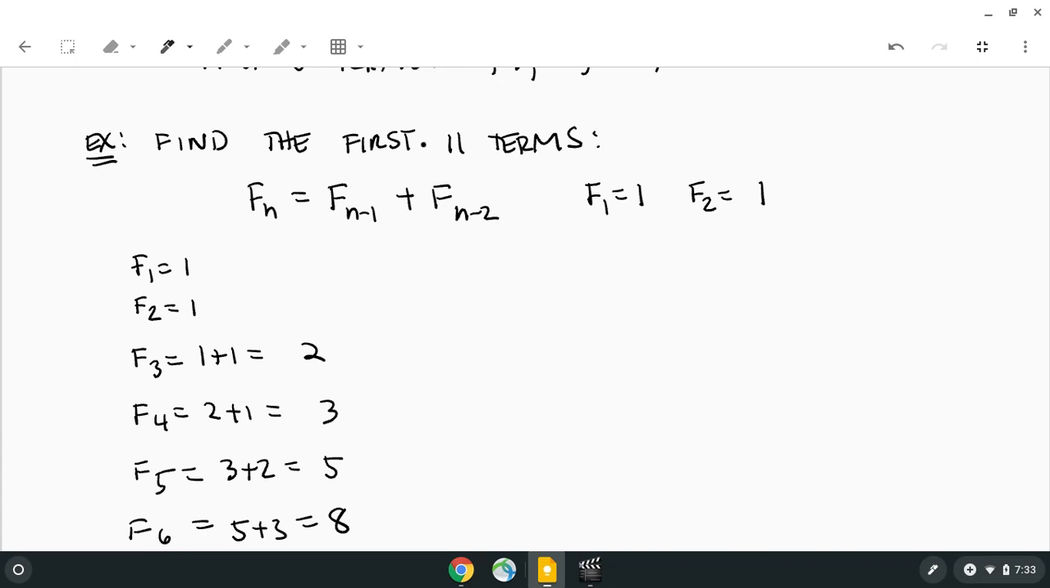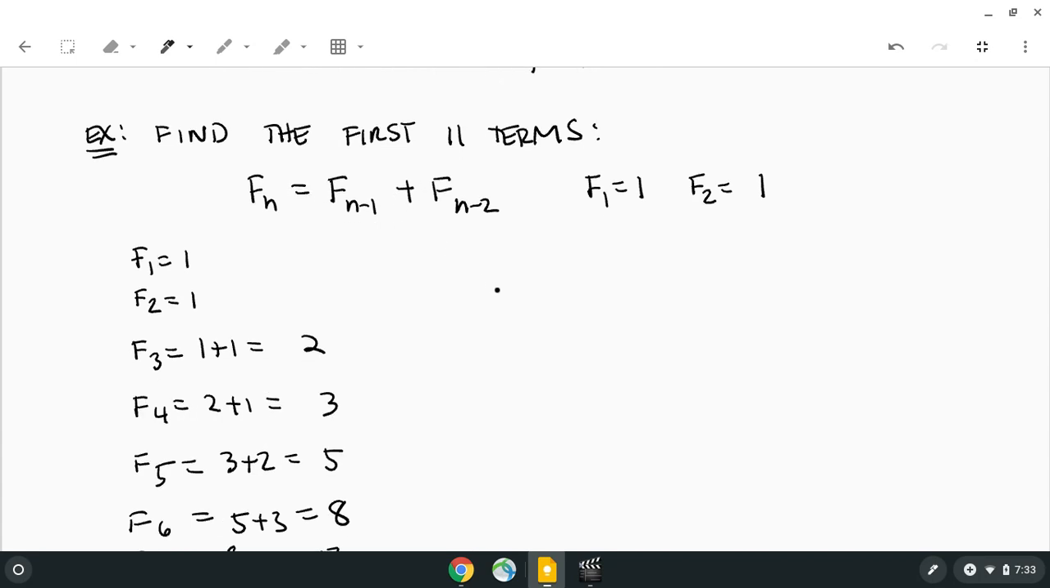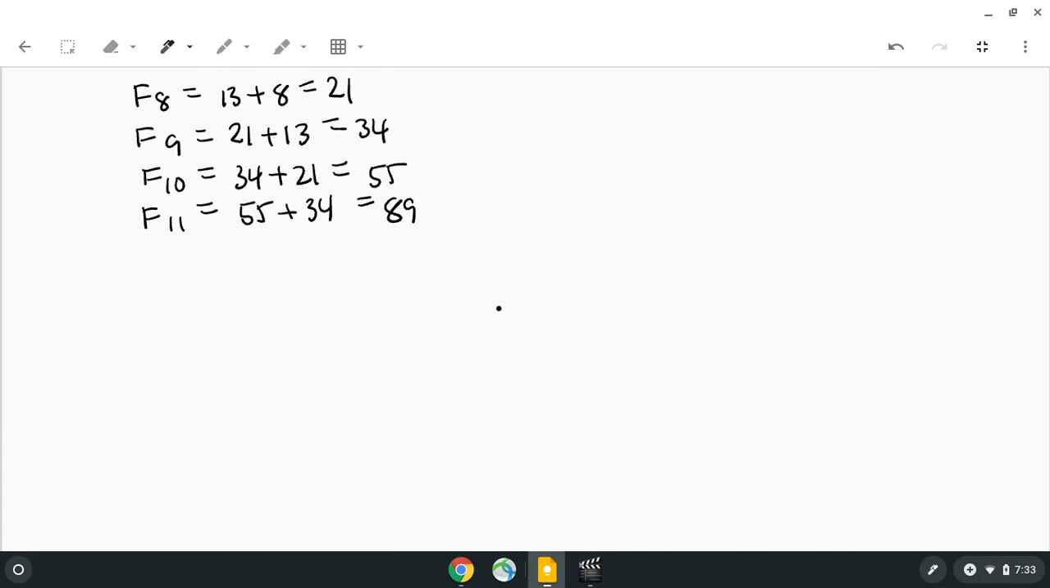Anyway, that's also a recursive sequence. Again, a recursive sequence is when you're given a formula, but you can't use it unless you are given 1, 2, or however many terms it takes so that you're able to use the formula. All right, so let's take a look at partial sums.